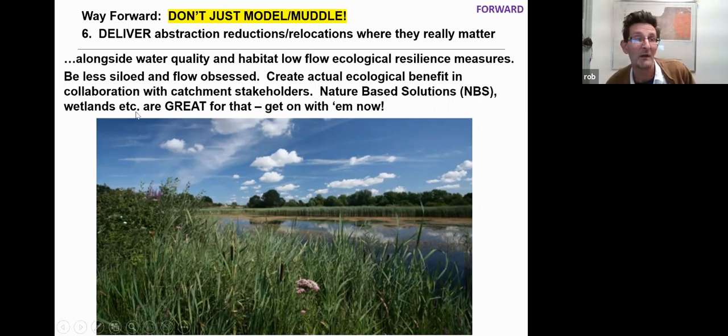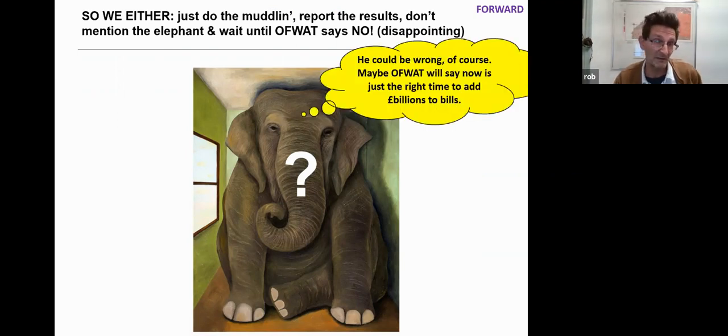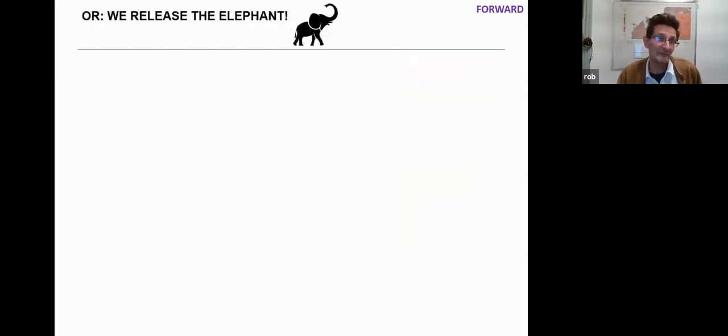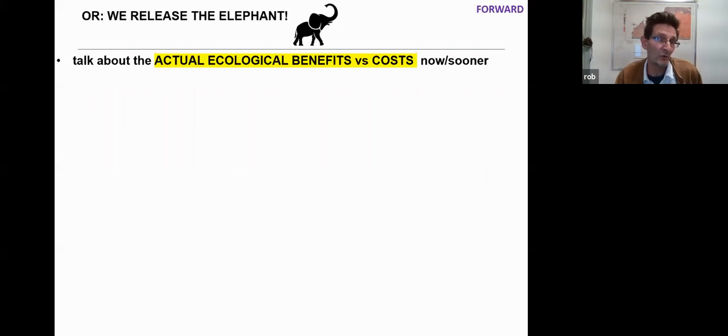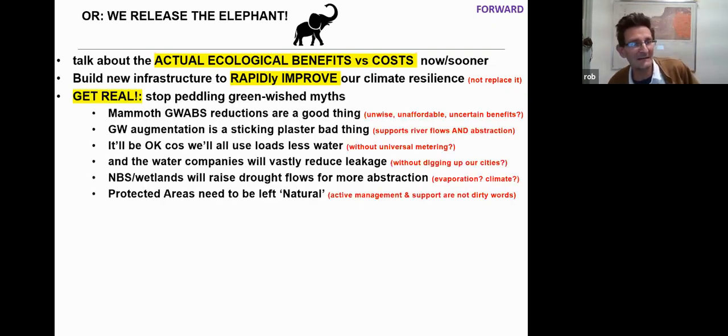I think we have a choice. Either we just do the muddling, like I've been describing, report the results, don't mention the elephant, and wait until Ofwat says no, which could be a bit disappointing. I might be wrong, of course. Maybe they won't say no. Or we release the elephant. I think we talk more, between this draft and final plans, about actual ecological benefits versus cost. We do need all of the rapid stuff. We need to improve our climate resilience, but not replace what we've got already. And I think we need to get real.